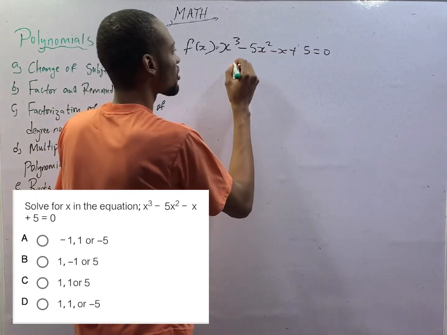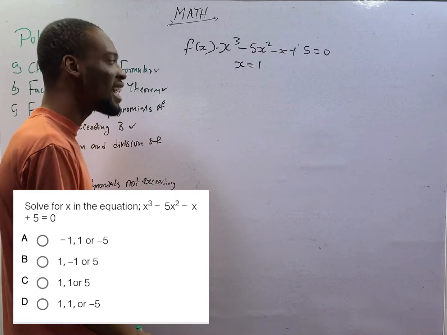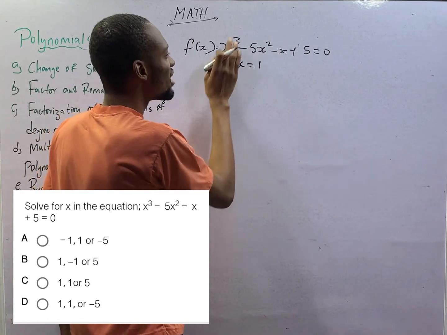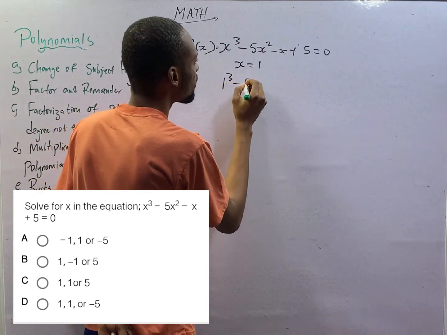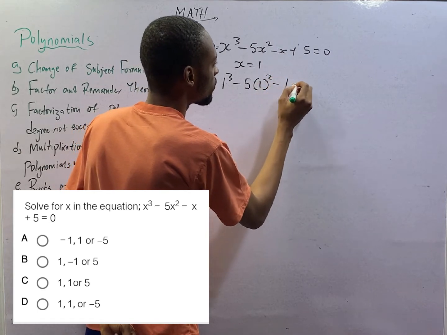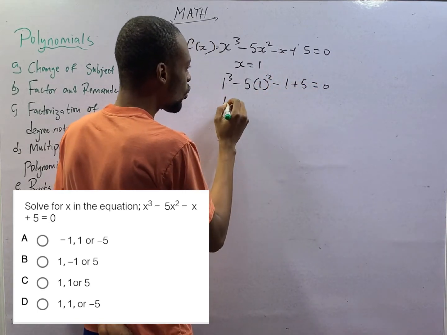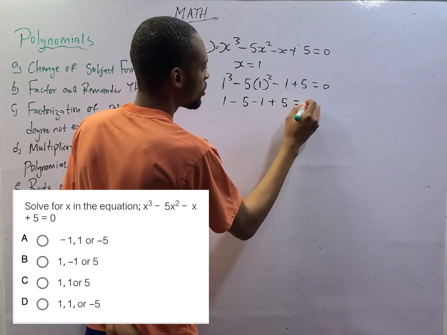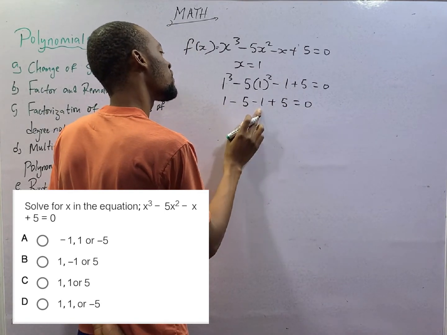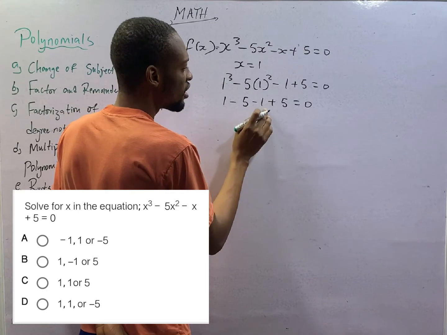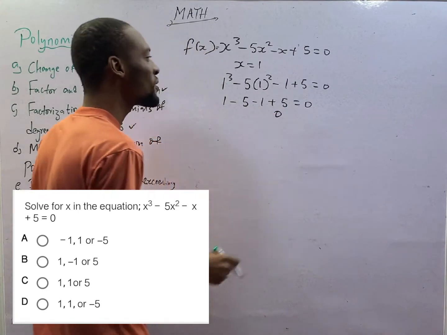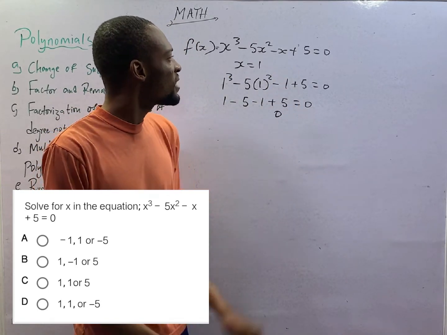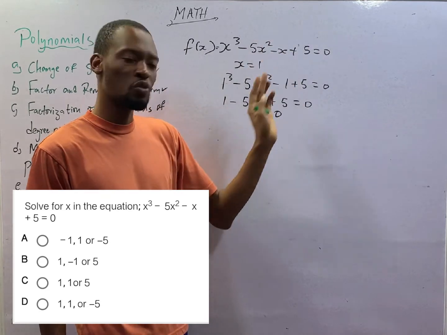So let's say s equals 1. Is s equals 1 a factor? Let us find out. Anywhere you see s, put 1. So 1 to the power of 3 minus 5 times 1 squared minus 1 plus 5 equals 0. 1 minus 5 minus 1 plus 5. 1 minus 5 is minus 4. Minus 4 minus 1 is minus 5. Minus 5 plus 5 is 0. So we substituted s equals 1 into the polynomial and got 0. s equals 1 is a factor.